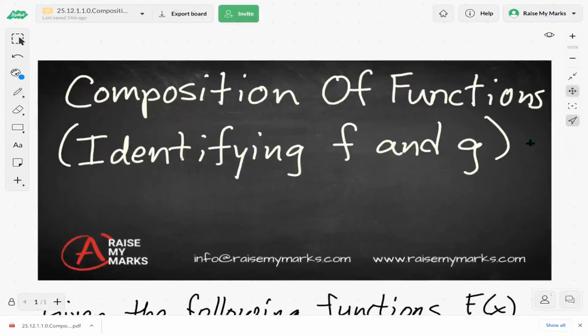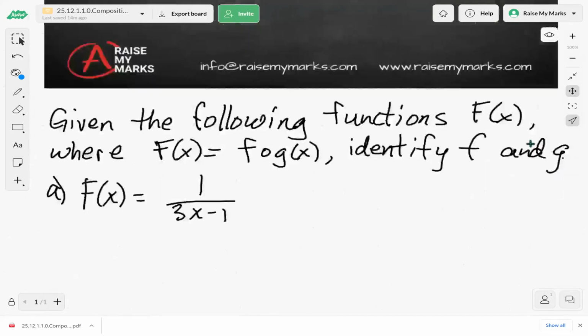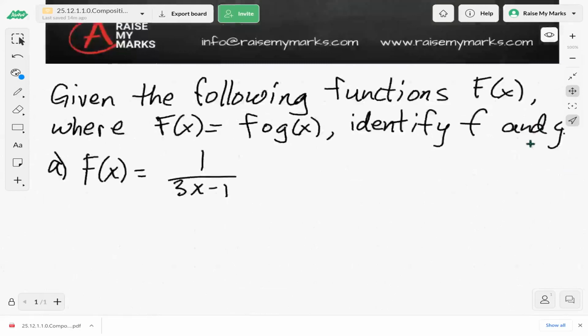So today we're going to look at composition of functions again, but this time we're looking at identifying f and g. So let's see what's happening here. Okay, so we're given the following functions capital F of x, where F of x is the composition of two other functions, little f and little g. And we're asked to identify little f and little g.